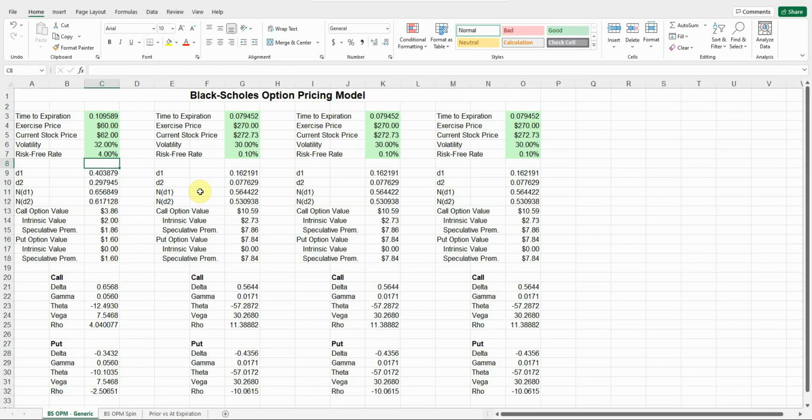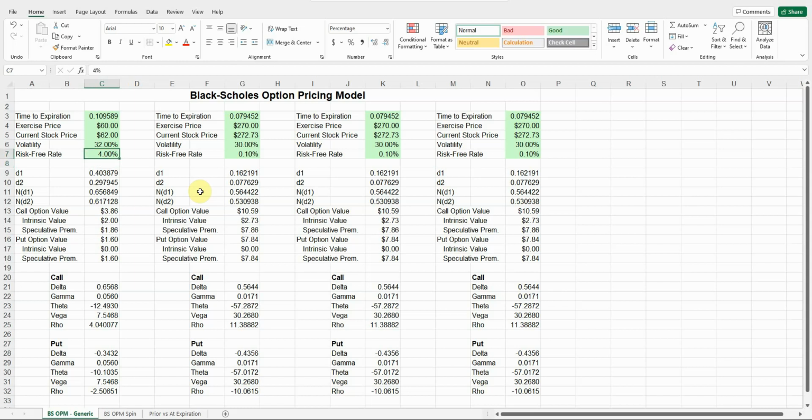Now, one thing I'll throw out there is unless you're really moving a lot of options, it's not going to matter that much what your risk-free rate is. The risk-free rate is not that volatile. It doesn't change that much. And honestly, let's take a quick look here.